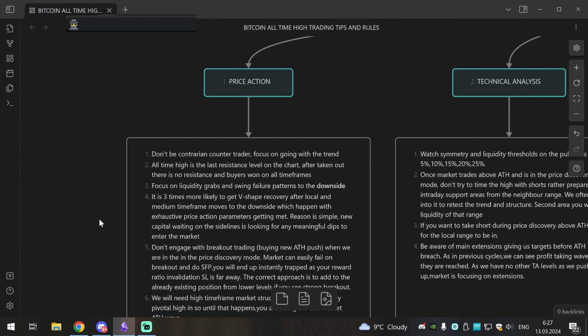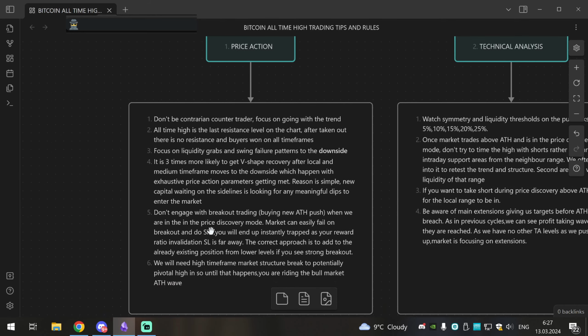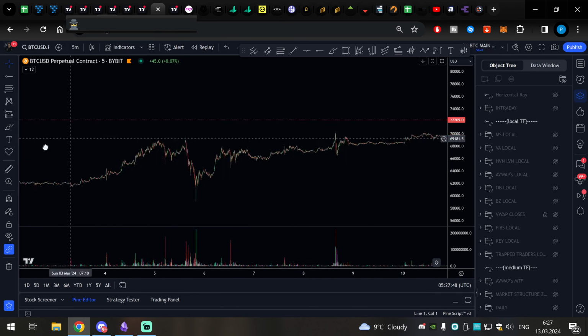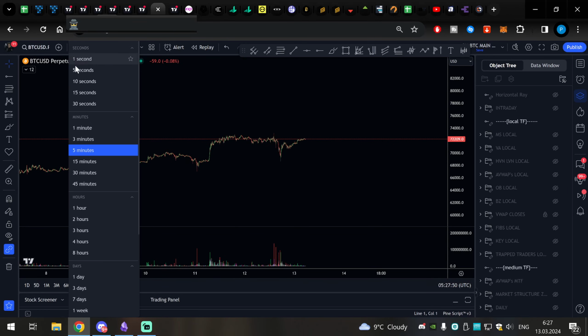Now, rule number 5. Don't engage with breakout trading, buying a new all-time high push when we are in price discovery mode. The market can easily fail on the breakout and do a swing failure pattern. You will end up instantly trapped, as your invalidation stop loss is far away and the reward ratio is bad. Very recent example, we actually had this happening just yesterday.